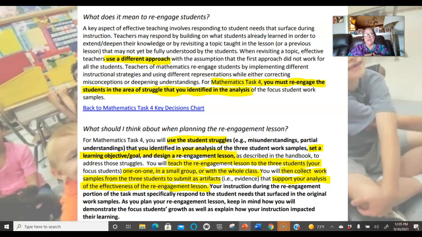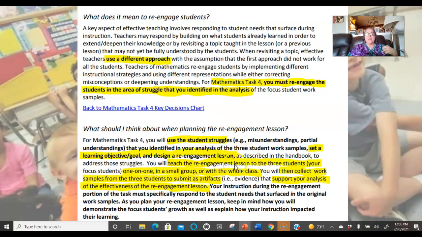Well, any educator knows that's poor instruction. You have to be effective. You have to think of a different way. Okay, that approach didn't work. How can I do it differently? So that's what you need to do with your re-engagement lesson. You need to think about the struggle and how you can target on that struggle.